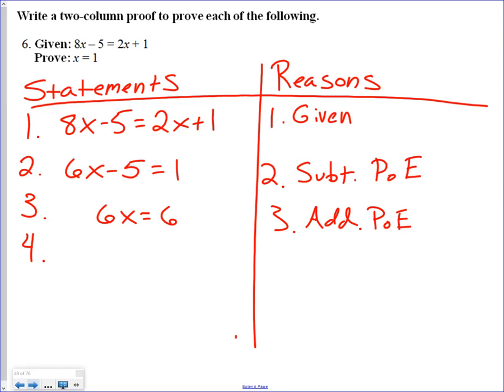We should be able to remember addition, multiplication, subtraction, and division. I don't know if I did that in the right, definitely not the right order, but those four should be, it's just what they are, right? Step four, we get x equals 1. And that is the division property of equality because we divided 6 to both sides, right?